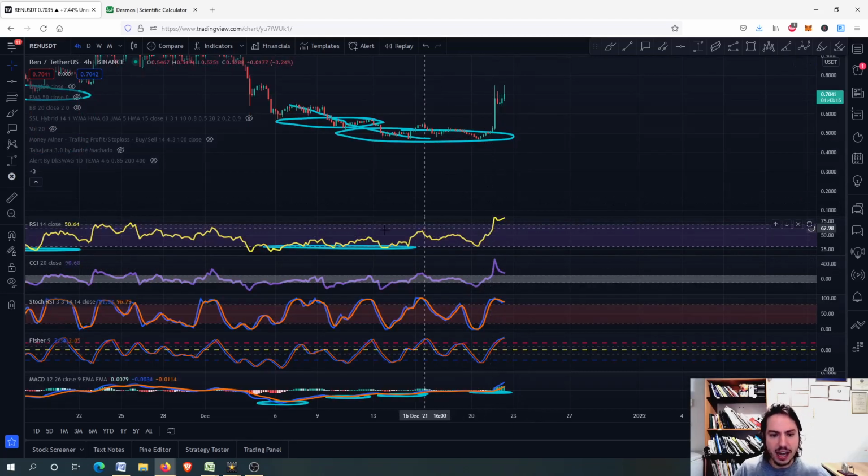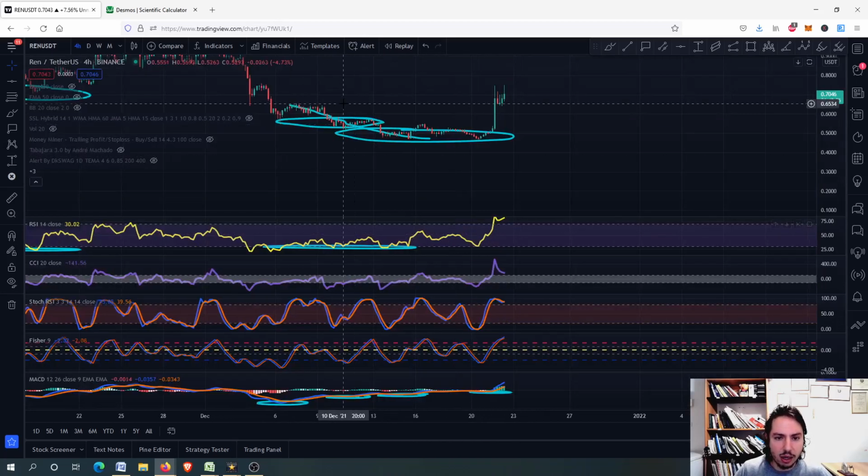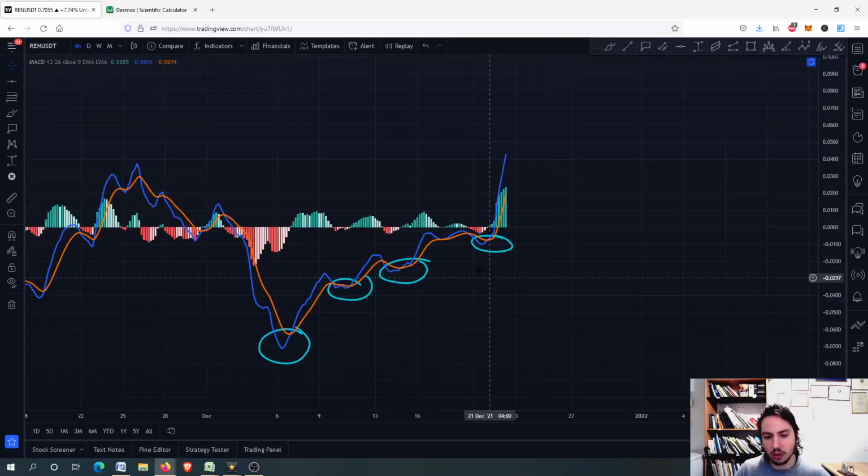Another thing that you can see on the 4-hour frame is also the bullish RSI divergence. We keep getting higher lows on the RSI and lower lows in the price, and therefore you can see it on the 4-hour frame. Where are we going up to?